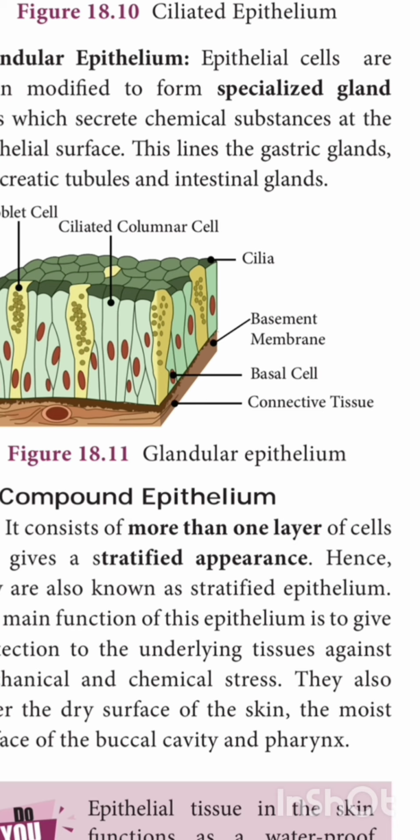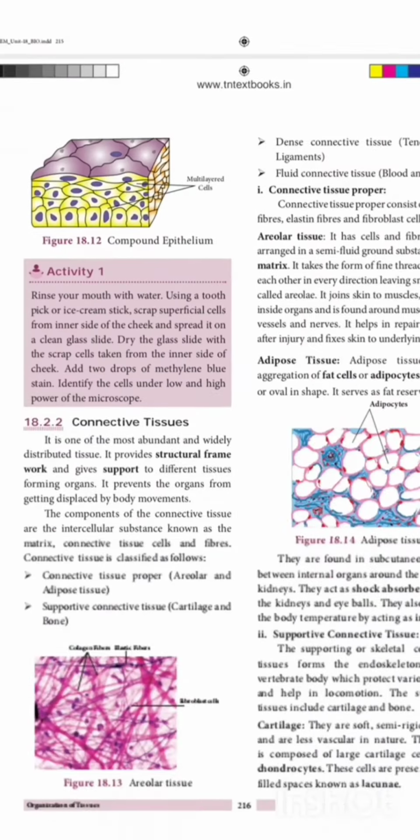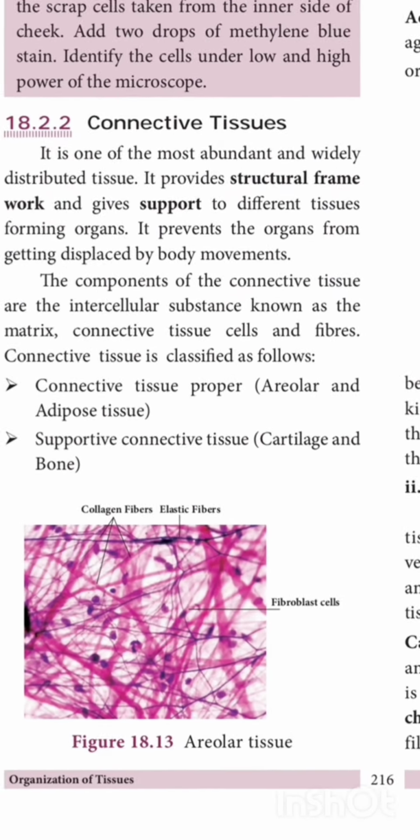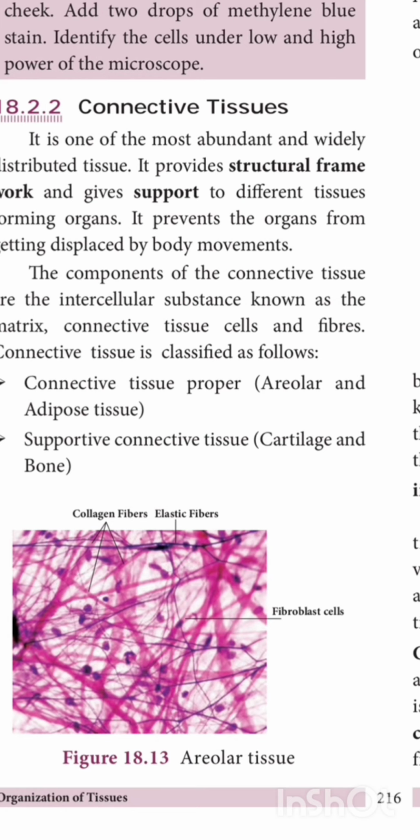Next we need to see about connective tissues. Connective tissue is one of the most abundant and widely distributed tissues. First we have seen about epithelial tissues. Next we are going to see about connective tissues, then muscular tissue, then nervous tissue. The second one is connective tissue.